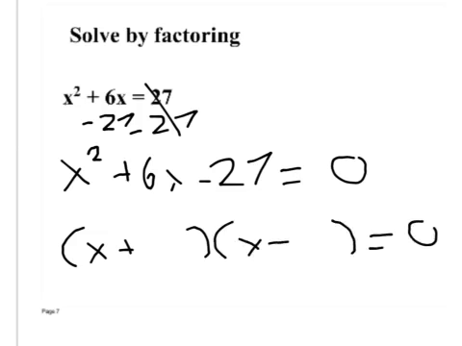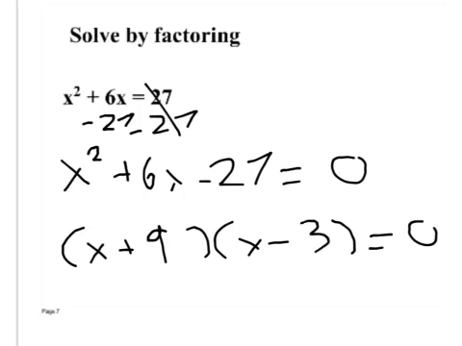So what multiplies to give me negative 27 and adds to give me 6? What multiplies to give me 27? 9 and 3. You subtract them, you get 6. And the bigger one needs to be 9.